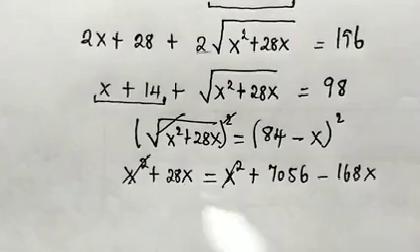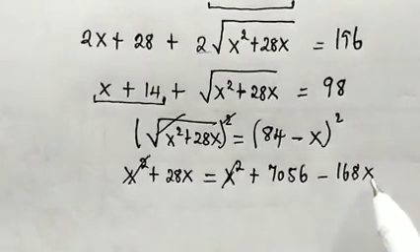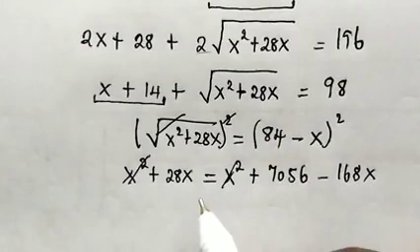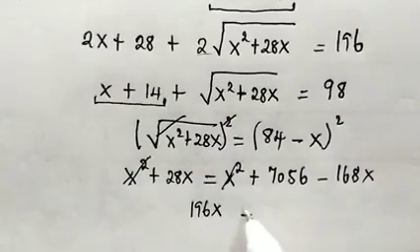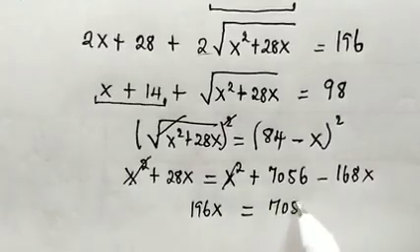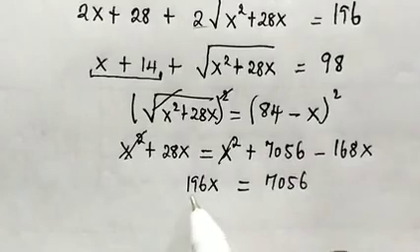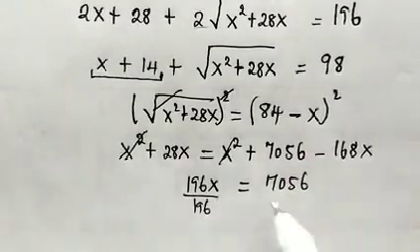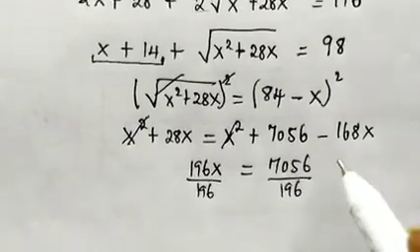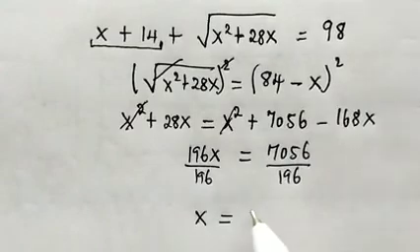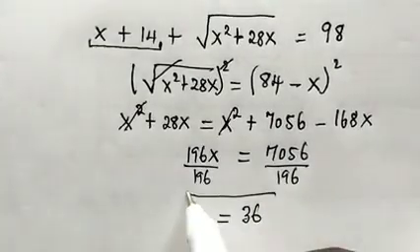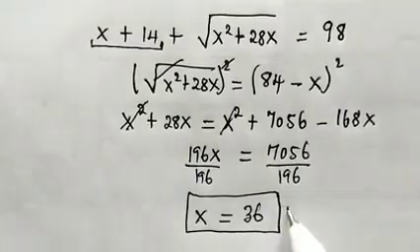Then we have here 28x plus 168x, that will give us 196x. This is equal to 7056. So divide both sides by the coefficient of x, which is 196. And from here we get x is equal to, this divided by 196 will give us 36. You can see 36 is the correct answer.